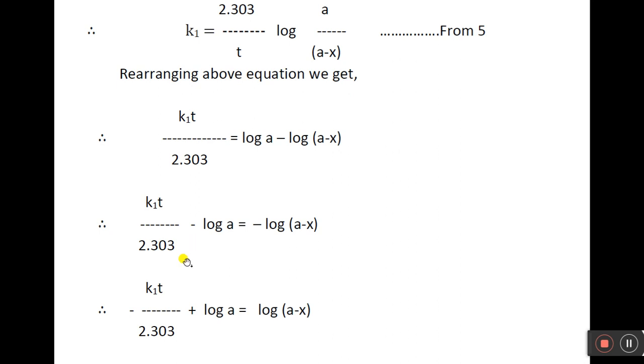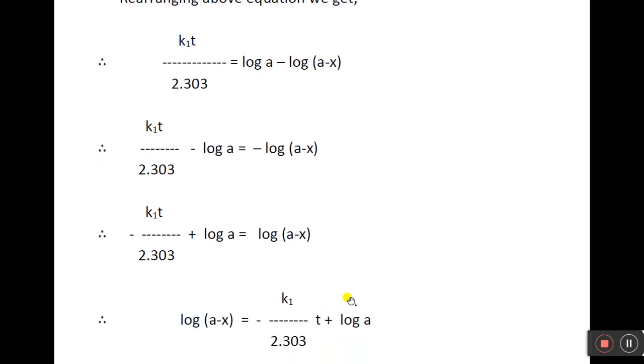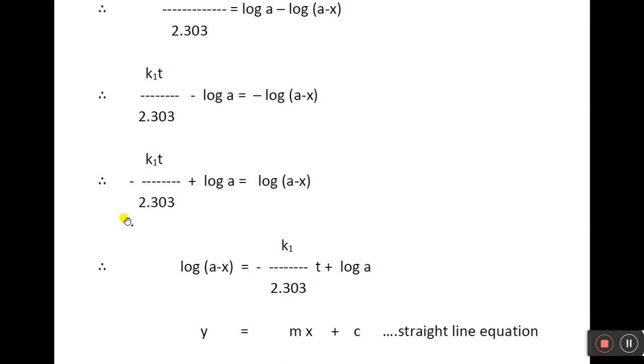Okay, so if I multiply both sides by minus 1, I will get minus k1t upon 2.303 plus log A is equal to log of A minus x. Now let us rearrange; I will just rearrange the equation in this form. Both these equations are the same. Therefore, log of A minus x is equal to minus k1 upon 2.303 into t plus log of A.